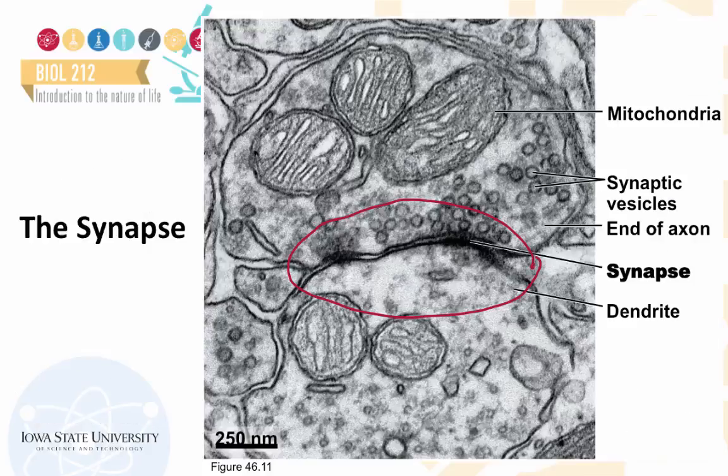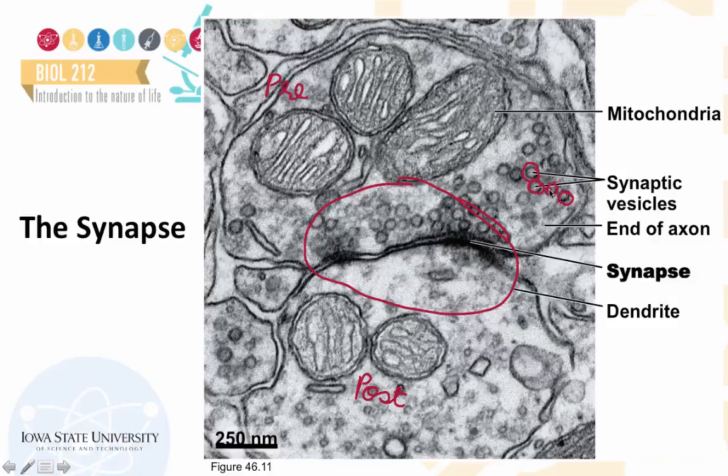The connection or interface between two neurons is called the synapse. The first cell bordering on the synapse is called the presynaptic cell, and the second cell is called the postsynaptic cell. The presynaptic cell usually sends messages to the postsynaptic cell. These chemical messages, called neurotransmitters, are filled within vesicles in the presynaptic cell called synaptic vesicles. These are membranous sacs that contain neurotransmitter molecules.